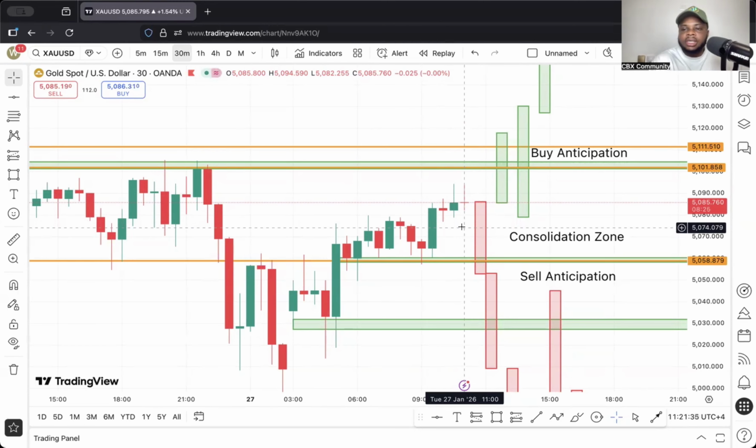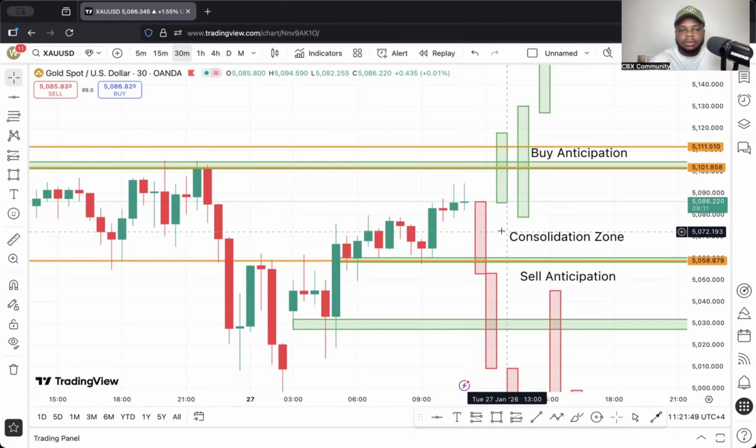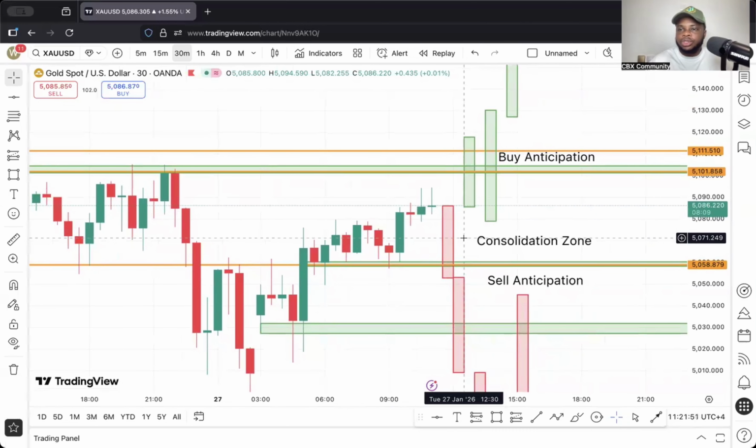So let's see how this candle will close. This candle is left with 8 minutes before it will close. It's very important for us to know what you're anticipating the market to give to us before we can decide to take a position. This way, you'll be able not to lose your money.